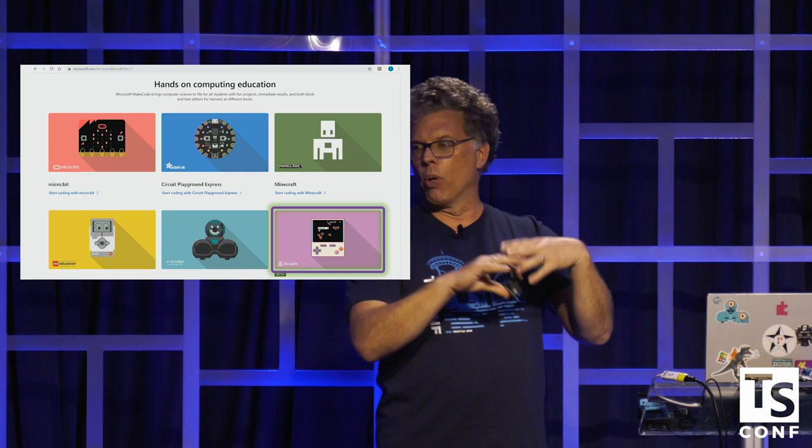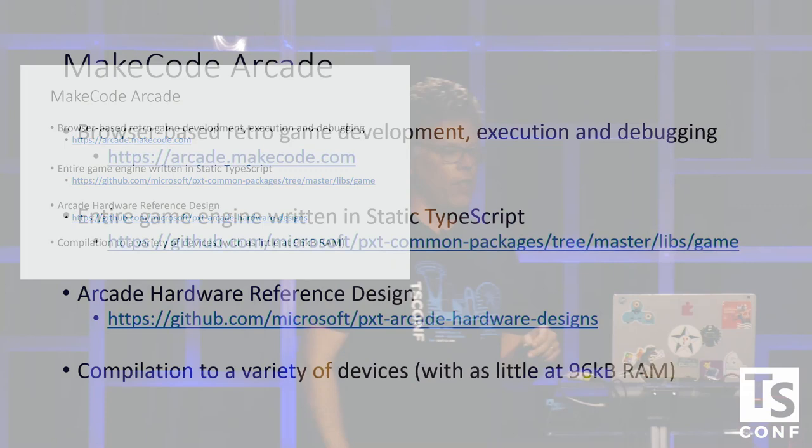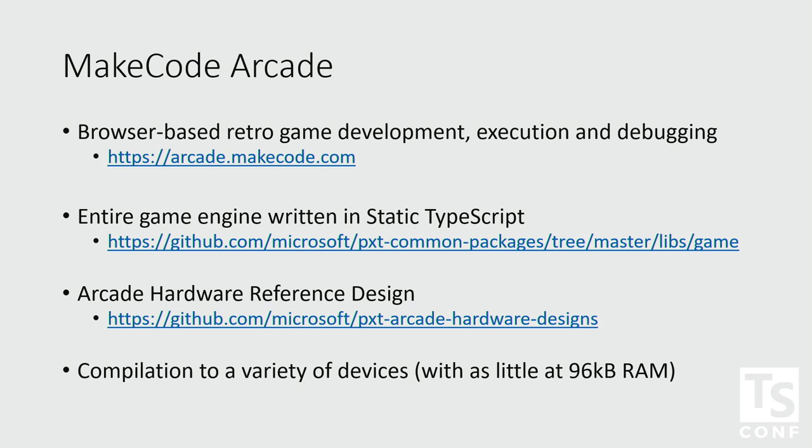But today, we're going to tell you about the thing you see in beta in the lower right corner, our latest version called MakeCode Arcade. A lot of us learned how to program back on the Commodore or the Amiga or the Apple II. We decided to put a screen on the small computer and make a retro computing device and target that. So arcade.makecode.com is our newest editor. It's for browser-based retro game development. Again, you'll see the full editor, execution, and debugging story. The entire game engine is written in static TypeScript. Unlike the microbit, where a lot of the runtime was written in C++, here the entire game engine is written in static TypeScript, and there's the GitHub for it.